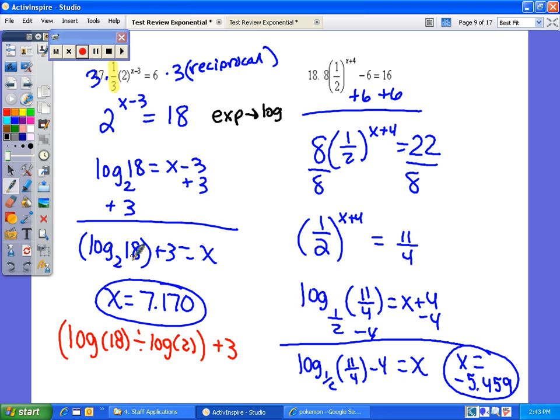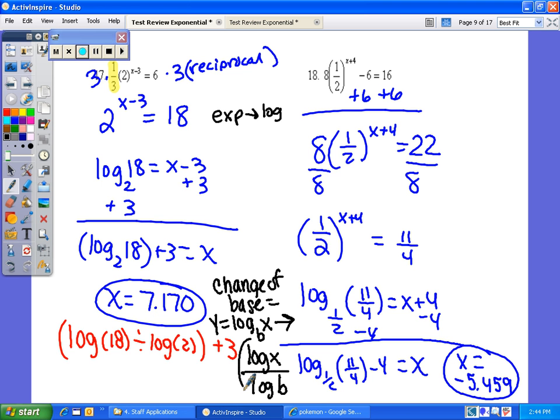This is how you put it in your calculator. You put log of 18 divided by log of 2, close your parentheses, and then do plus 3, and it will shoot out 7.1699, and I just rounded up. Now the change of base formula is when you have log base b of x, it would be log of x over the log of b. This is called the change of base. So that's why I wrote this like this.